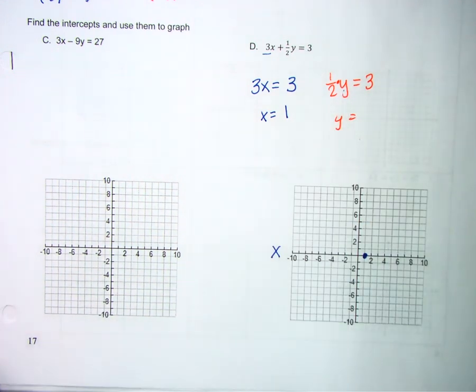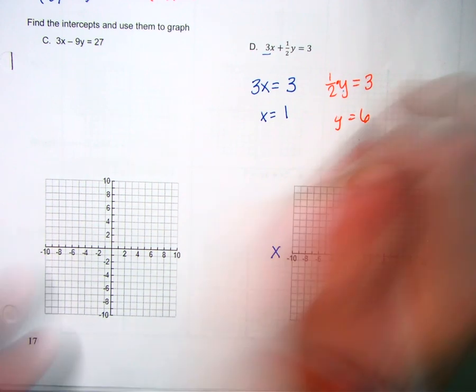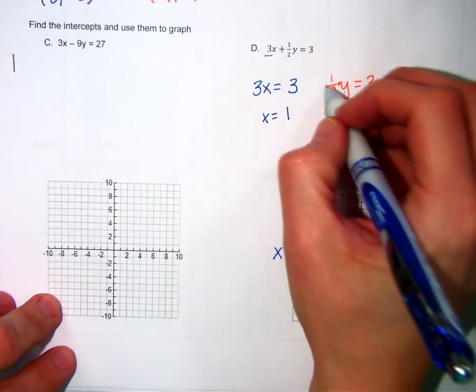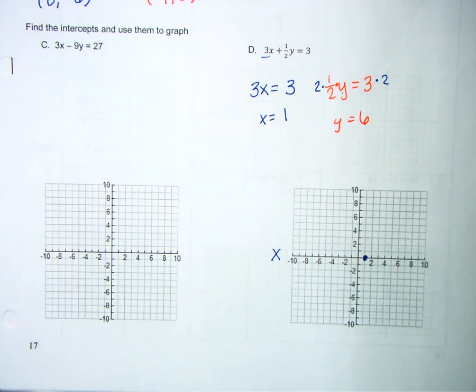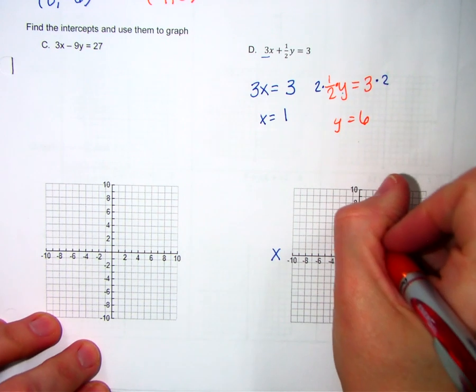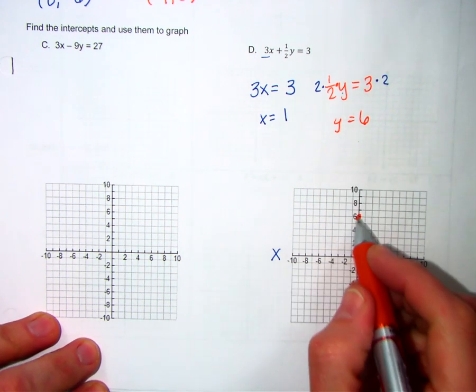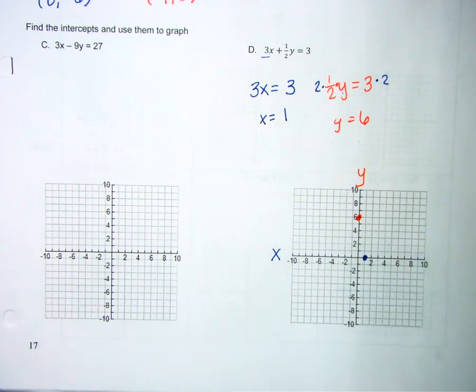But there's a lot of different ways you can get the answer. Another way to get the answer is to times both sides by 2. That is 1 divided by 2. And the opposite of divide is times. So that's another way to get it. So let's put a dot at 6 on the y-axis. So that's going to be up here on the y-axis at 6. And then you connect them.